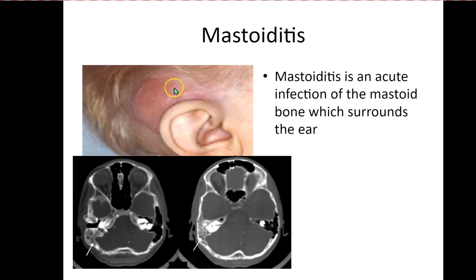You can also see externally, certainly this is concerning. It's red and swollen, so all signs of an infection. And you'd want to treat this quickly so that it doesn't cause any hearing loss.